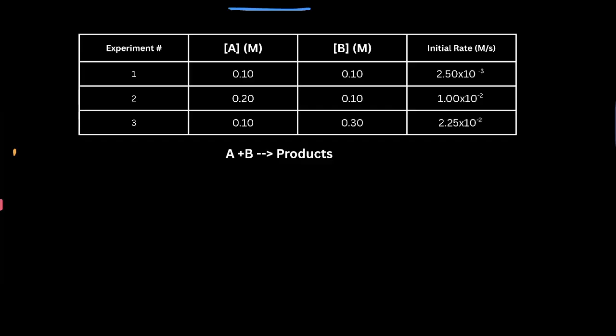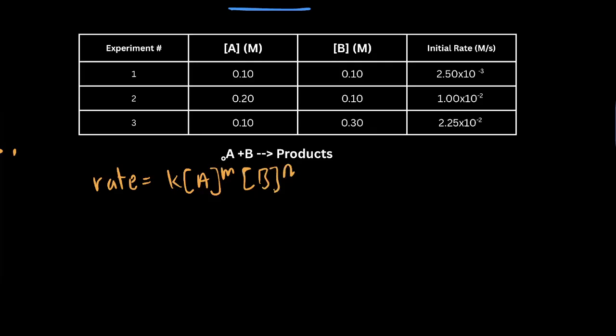What you're going to want to do first is pick two experiments. Or rather, let's do this: let's first write out the general form. We know that general form is rate equals rate constant times A to the m times B to the n.